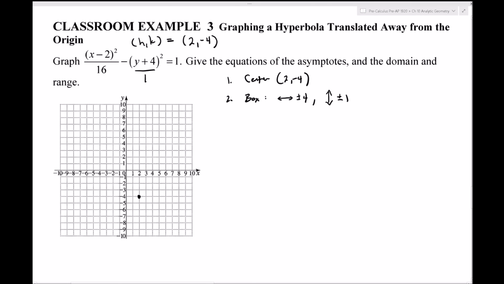So if there's nothing there, it's a 1. Unless, of course, this number wasn't a 1, then we had to divide first. But that was a 1, so I didn't even bother. So it's left and right 4, up and down 1. Left 4: 1, 2, 3, 4. Right 4: 1, 2, 3, 4. Up and down 1. That's a very thin box.